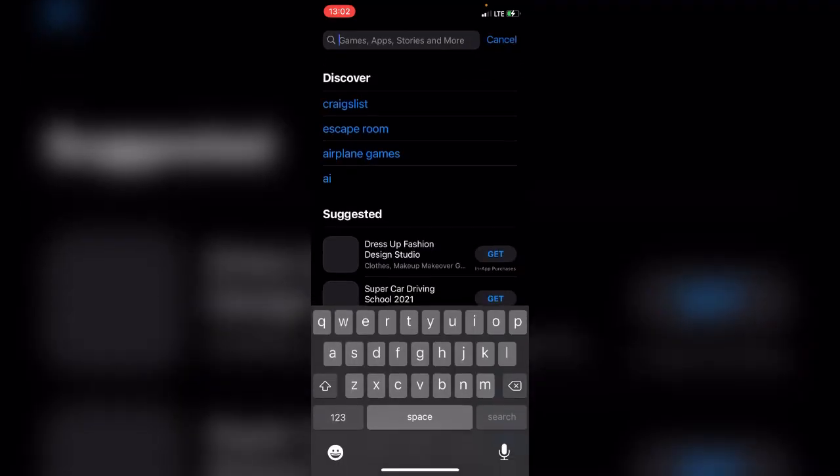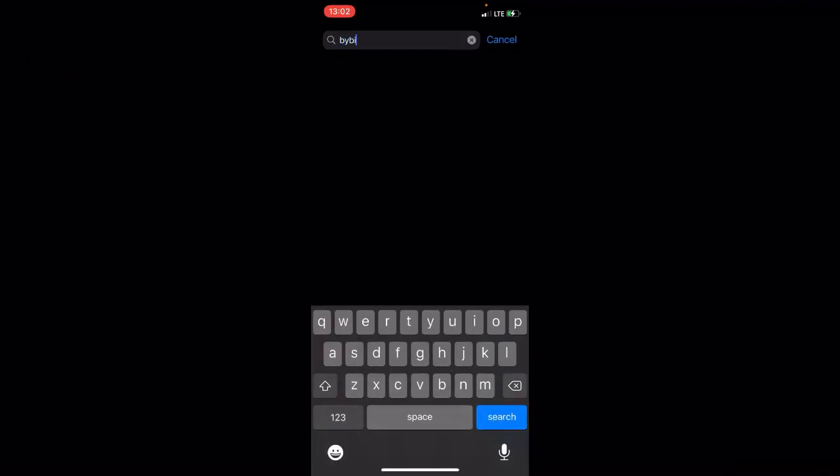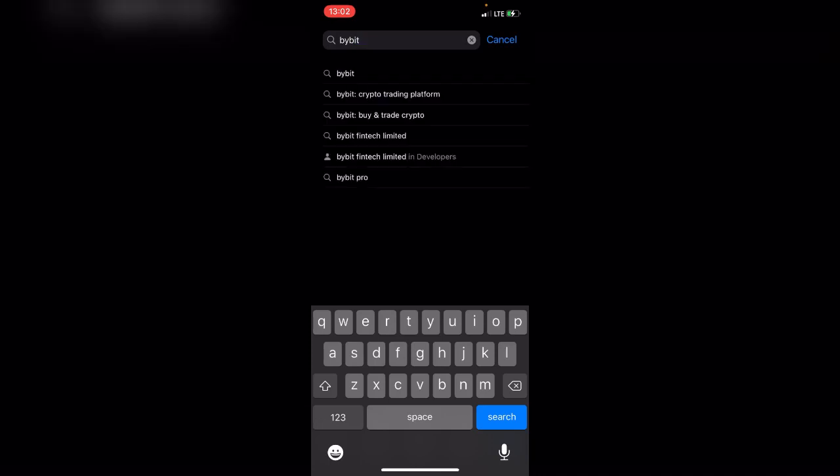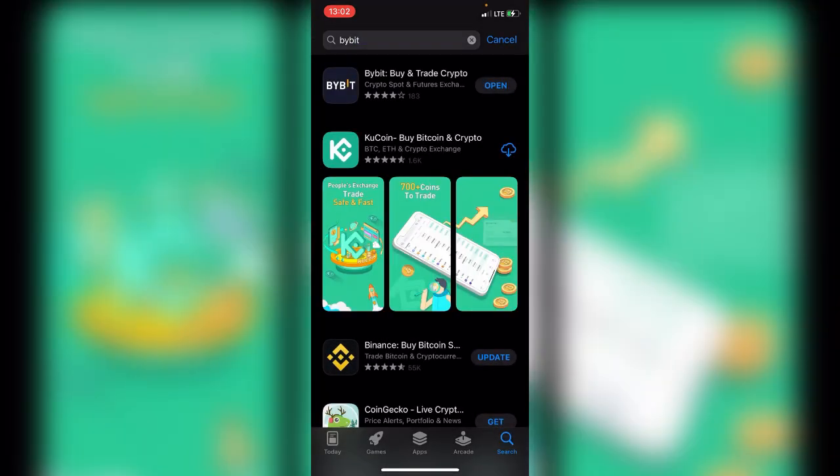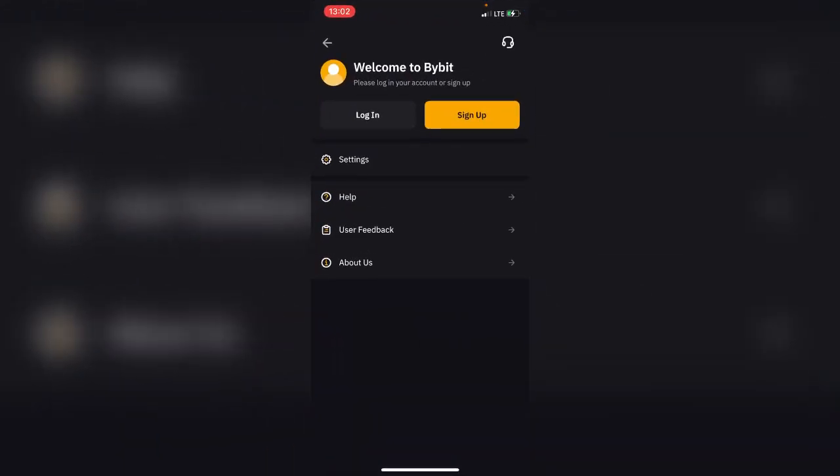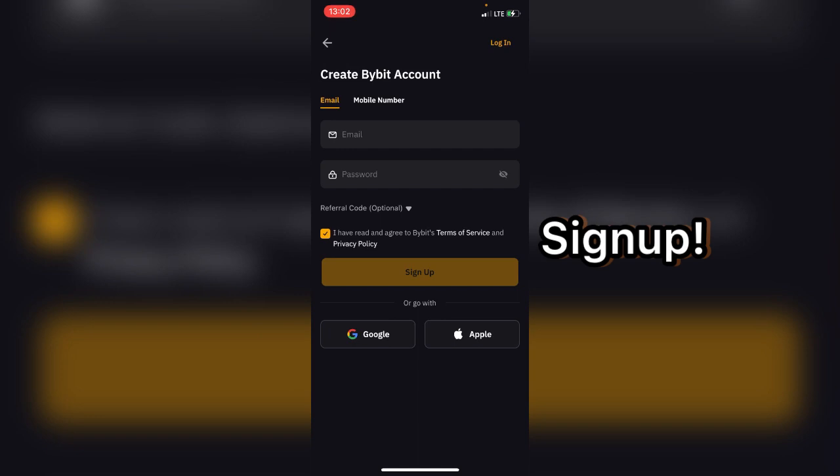Okay, I know most of us know how this works. Just type Bybit and download Bybit, which is this. So it's already downloaded in this phone, so I'm going to open it now. When I open it, this is the first interface. So you sign up. If you're a first timer, you sign up.